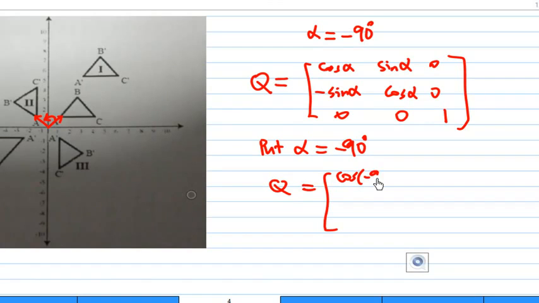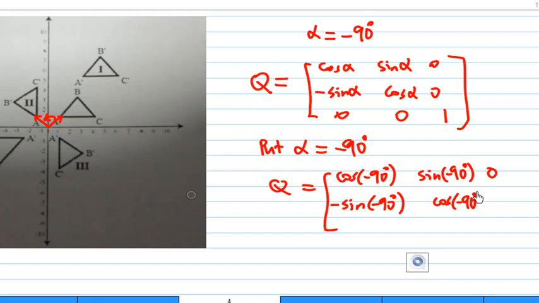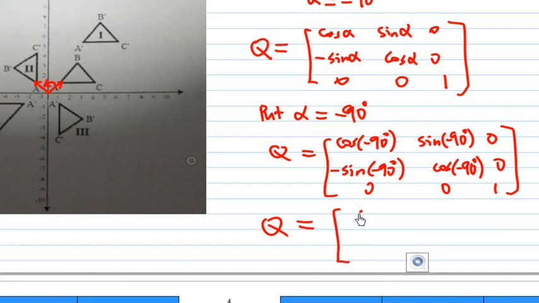cosine minus 90 degrees, sine minus 90 degrees, 0, minus sine minus 90 degrees, cosine minus 90 degrees, 0, 0, 0, 1. Now press the calculator, you know cosine minus 90 is 0, sine minus 90 is minus 1, negative of sine minus 90 is 1, cosine minus 90 is 0, and this will give you the matrix Q.